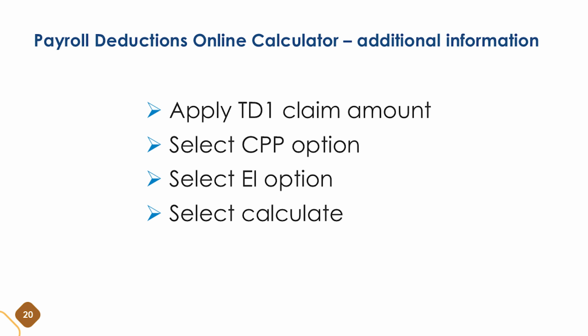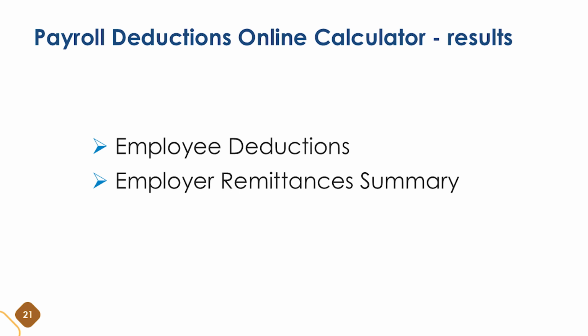Select Calculate to proceed to the employer and employee result pages. The results for employee deductions and employer remittances summary are displayed on two separate screens based on the information that you entered. Employee payroll deductions result is calculated based on the data you entered. Some items, such as vacation pay, will be displayed only if an entry was made.